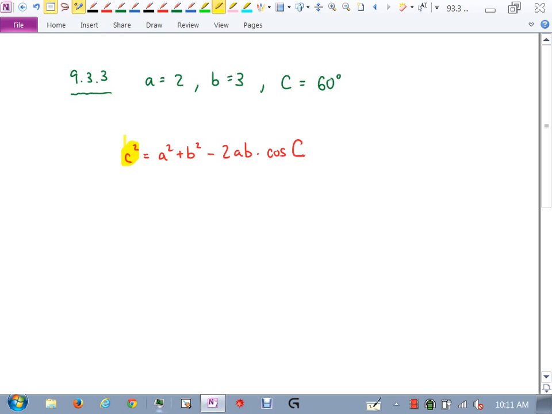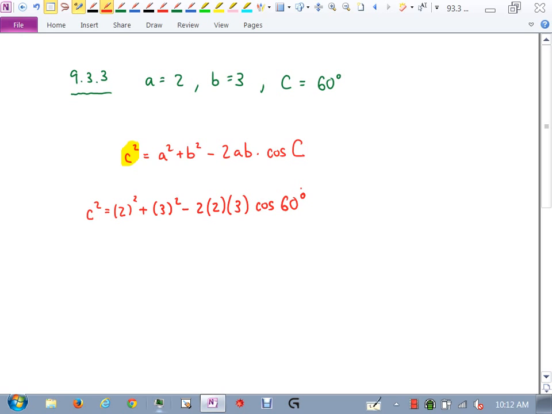So now let's just plug things in. C squared must equal a squared. So what's a here? 2. So 2 squared, plus b squared, which is 3 squared, minus 2 times a, which is 2, times b, which is 3, times cosine of 60 degrees. So all I've done is replace my a with 2, my b with 3, and my capital C with 60.